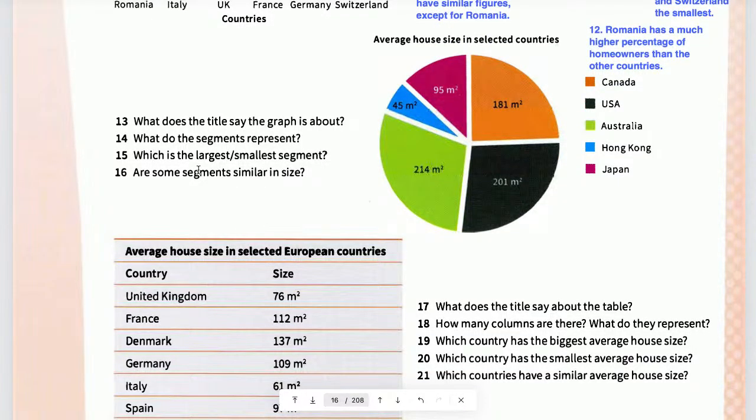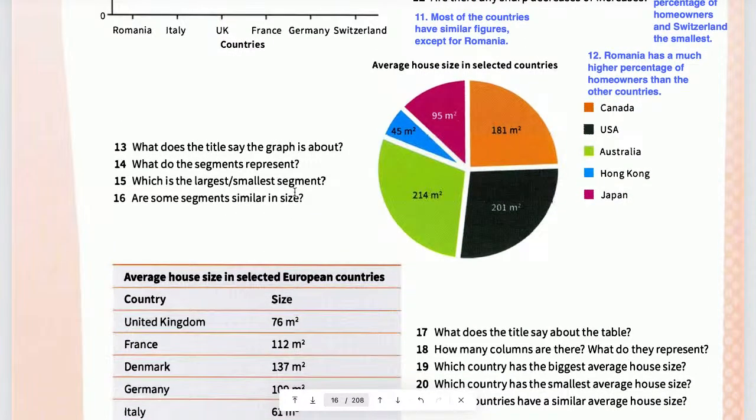Questions 13 to 16. 13. What does the title say the graph is about? So you can look at the pie chart here, and then you need to answer all the questions from 13 to 16, okay? Quỳnh Hương, number 13. What does the title say the graph is about? The title says the graph is average house size in selected countries.